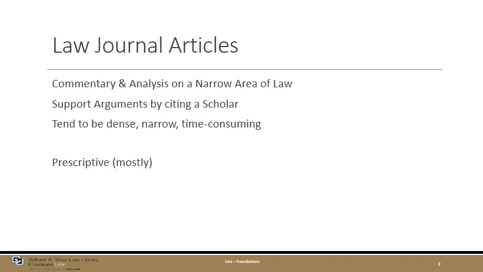A law journal article allows us to explore issues of law. It provides commentary and analysis, generally on a narrow area of law. They're useful because they can provide arguments by scholars on how the law should develop, maybe cutting edge issues of law, or bringing together different areas of law into a particular issue of law. They're good for that, and they might be good if you're looking at finding arguments for a brief.